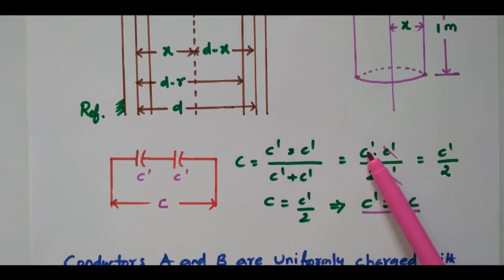That is equal to C dash times C dash divided by 2 C dash. By adding these two, we get 2 C dash, so one C dash gets cancelled, and we get C dash divided by 2. So C equals C dash divided by 2. From that, C dash equals 2 times C. The capacitance per conductor equals 2 times the total capacitance, C dash equals 2C. So we will find both C and C dash, the total capacitance as well as the capacitance per conductor.